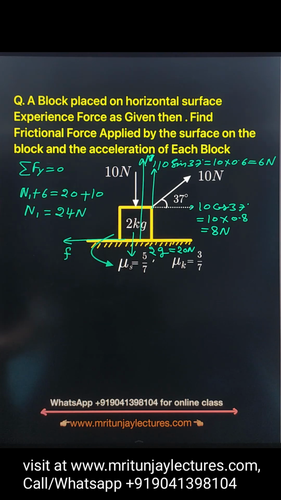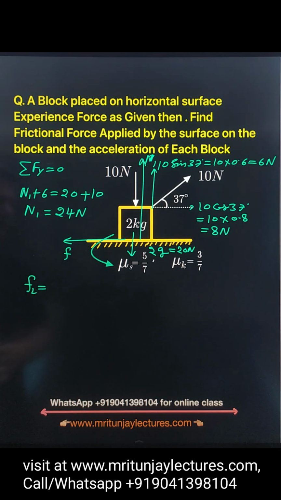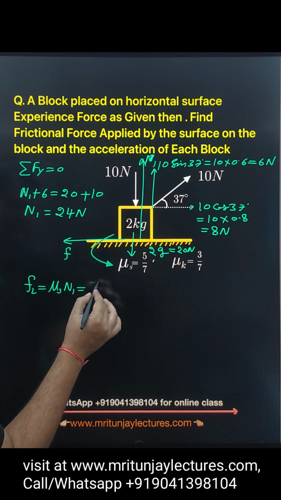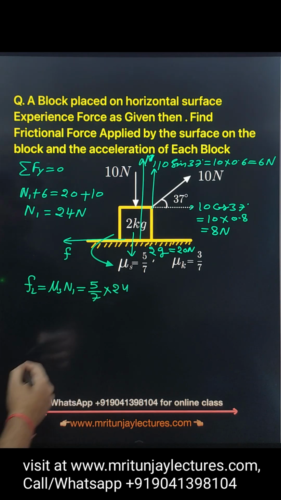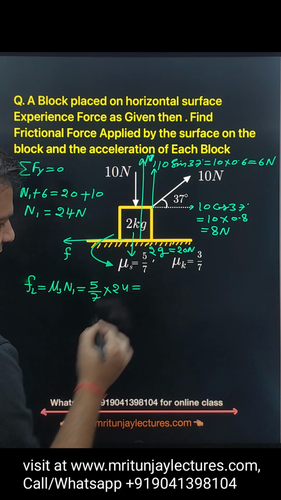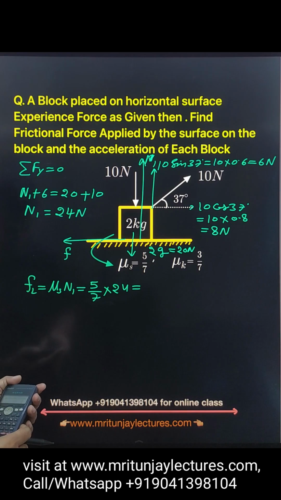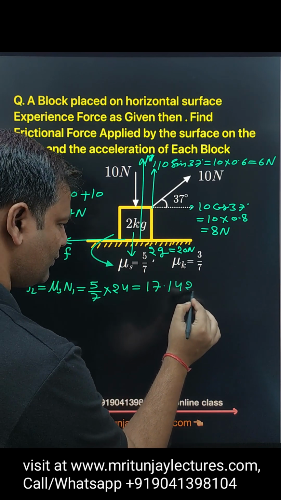Now determine the limiting frictional force. Limiting means maximum frictional force. That is mu s into N1, which is 5 by 7 into 24. Simply use a calculator: 5 into 24 is 120, divided by 7 is 17.1428 Newton.